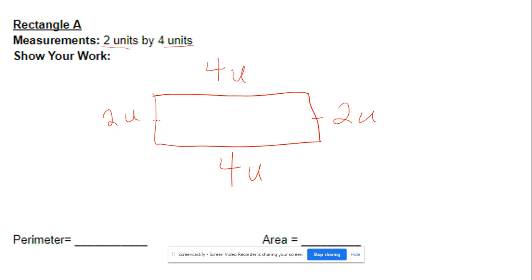We can represent this with a visual model by drawing 2 units going up and down, 1 and 2, and 4 units going across, 1, 2, 3, 4. Remember, to find perimeter, we have to count the side lengths on the outside. So that would be 1, 2, 3, 4, 5, 6, 7, 8, 9, 10, 11, 12. So our perimeter is 12.